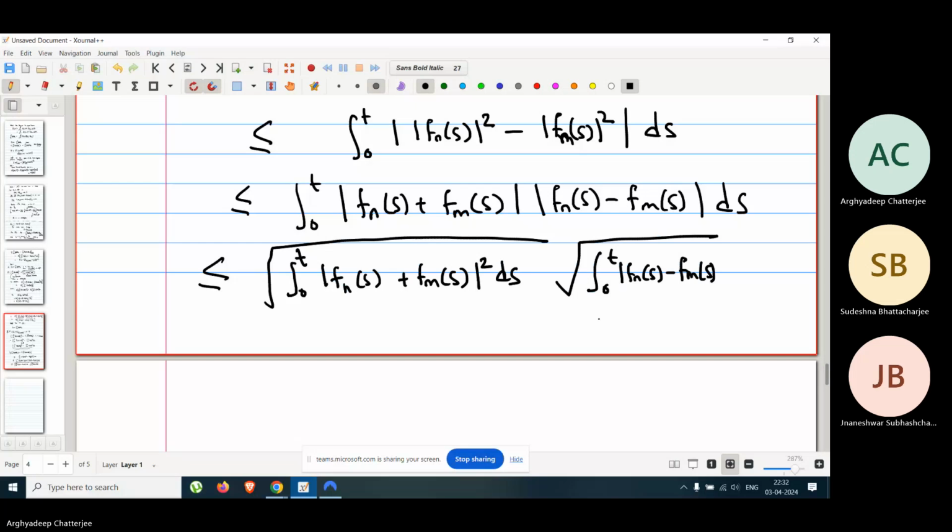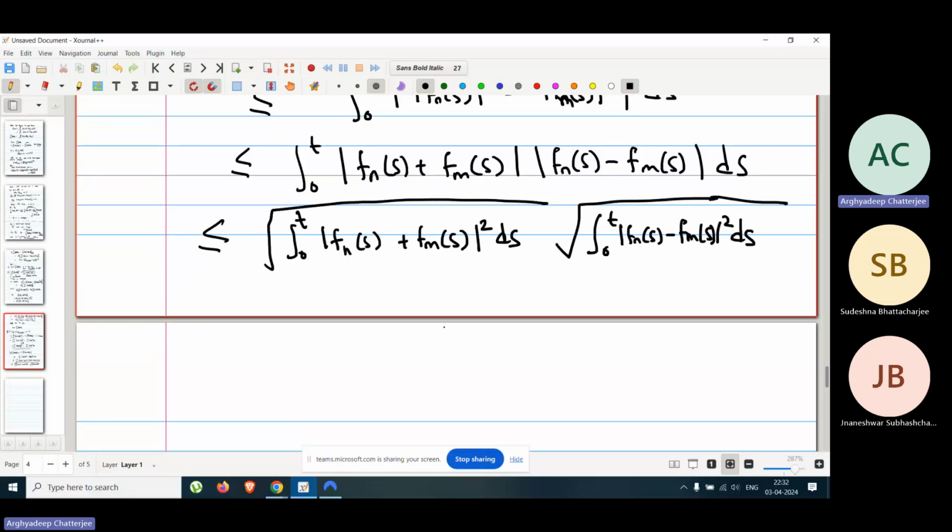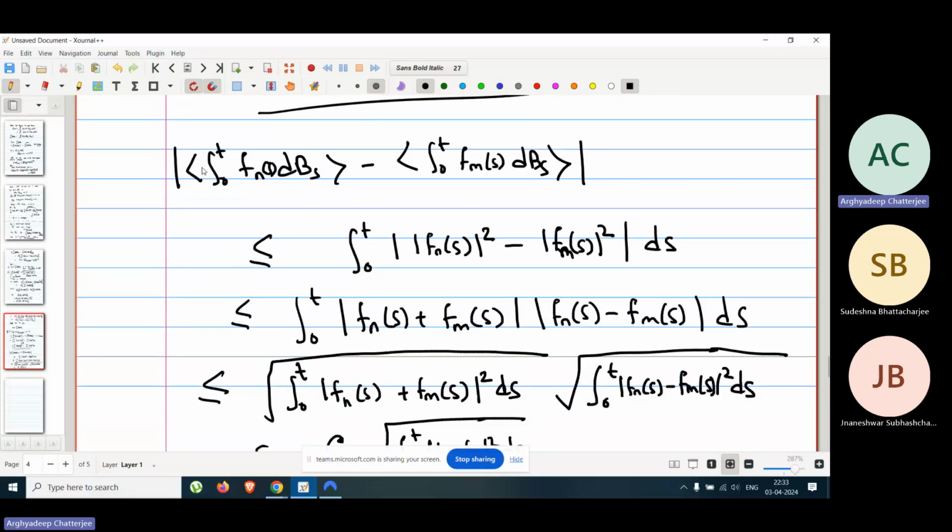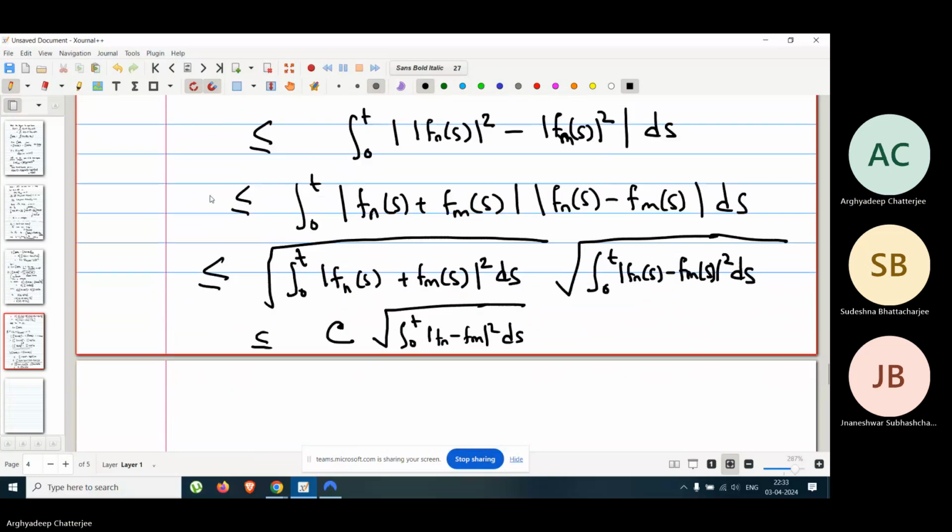The square. And the first term is bounded, right? Yeah, the first term is bounded, so the second term can be bounded by some constant: you can write it as c times the norm of f_n minus f_m. Yes, and now we can take the expectation basically.